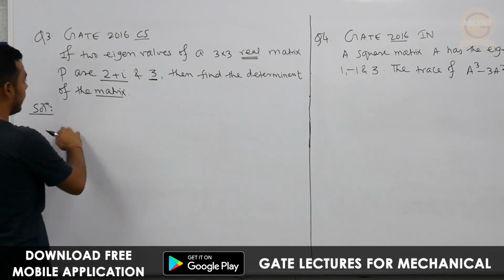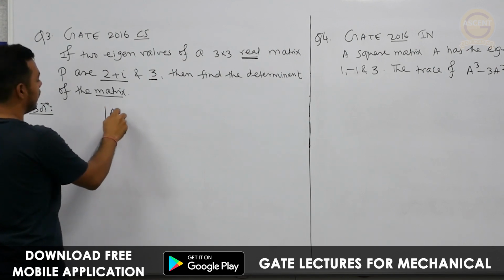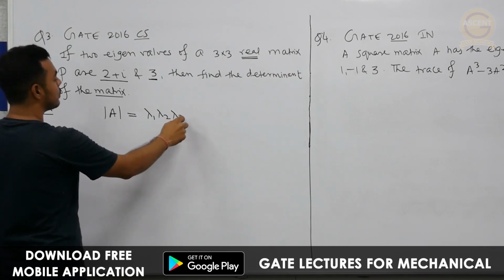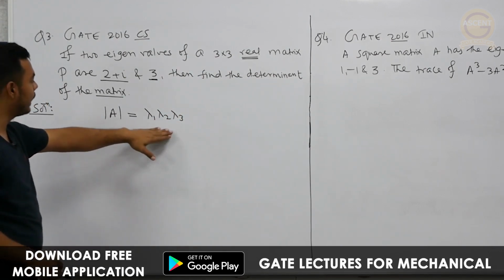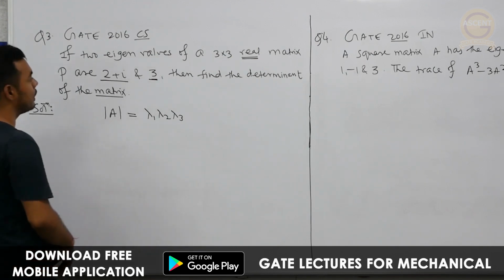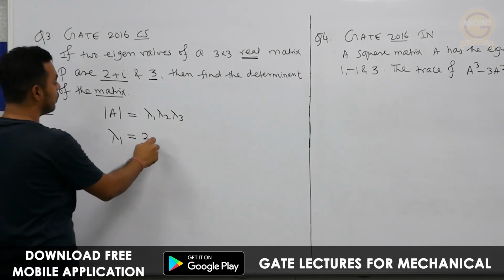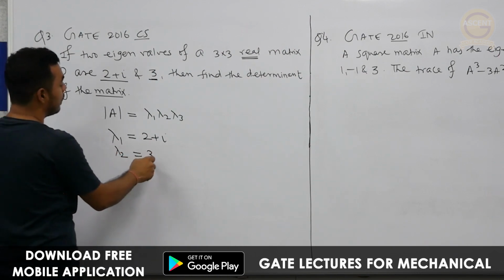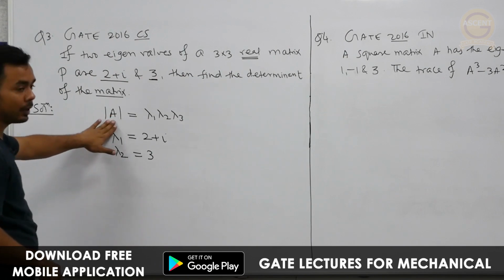We know that the determinant of any square matrix is the product of its eigenvalues. This was our first property. So the product of all the eigenvalues gives you the determinant of matrix A. But the problem is only two eigenvalues are given: lambda 1 is 2 plus i, and lambda 2 is 3. If we can find the third eigenvalue, then you can easily find the determinant of the matrix.